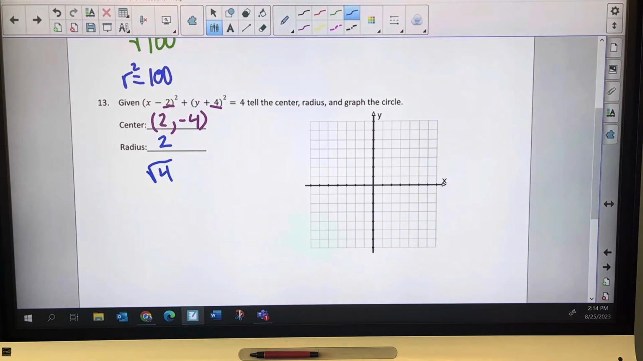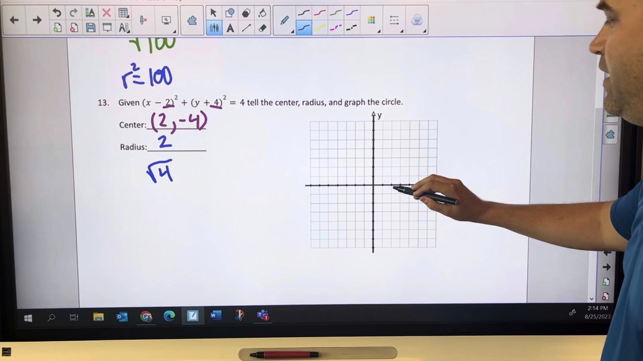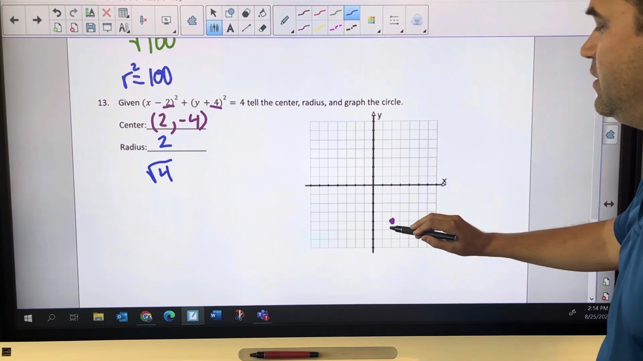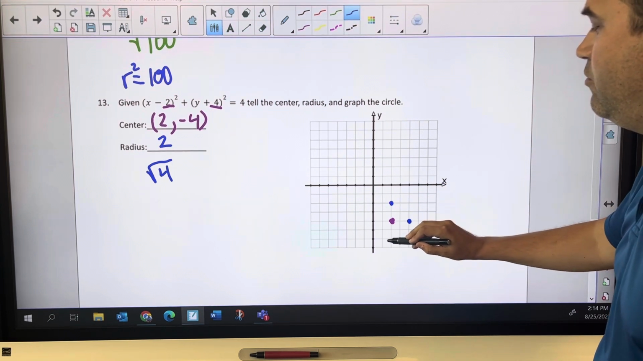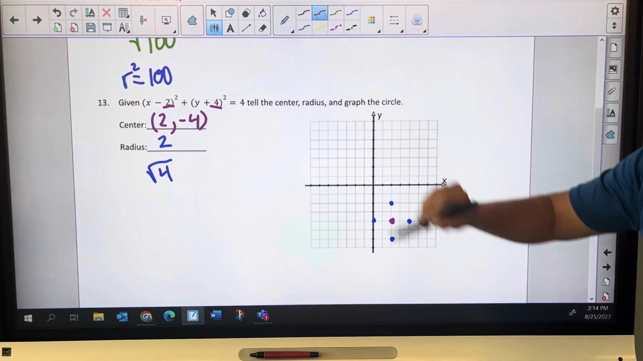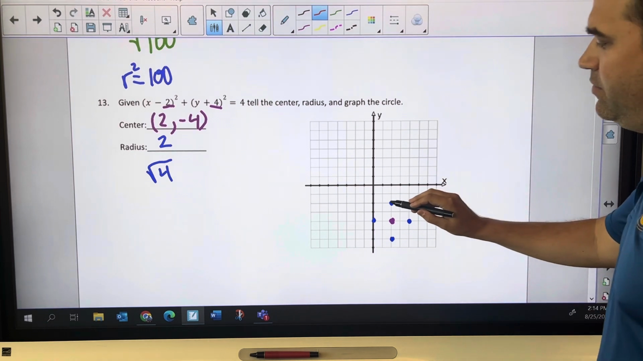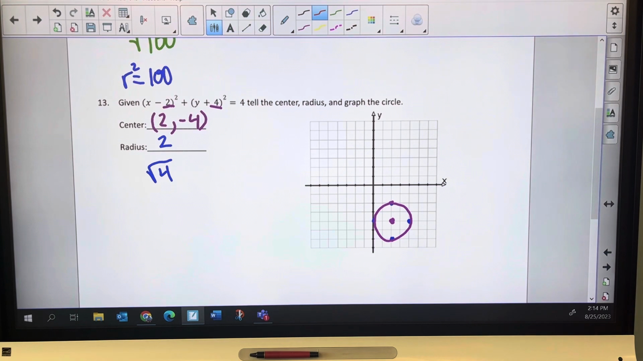We go over here to the graph. The center, I'll use the same color, over 2, down 4, 1, 2, 3, 4, right there. And then that radius of 2, so I can go up 2, I can go right 2, down 2, left 2. And then I just kind of do the best job I can. If I'm using a compass, that's great. But if we're just kind of drawing it, then we just kind of draw it the best we can. And we end up with that circle.